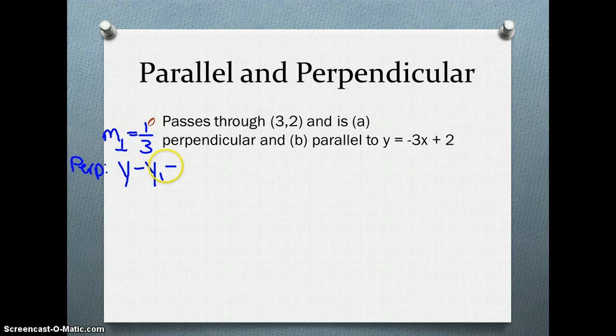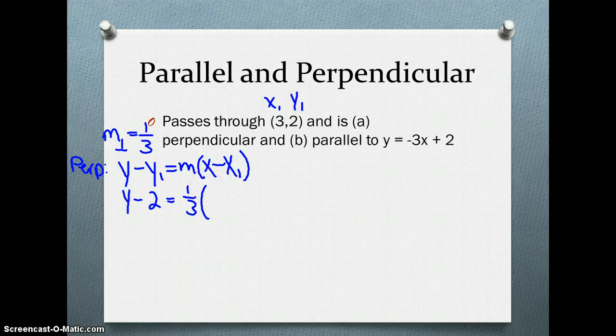Formula, y minus y1 is m times x minus x1. We have our x1 and our y1. So I have y minus 2 is equal to, my perpendicular slope is 1/3, so I substitute that in. Then I have x minus 3. And from here, it's the same as all of our other problems. I distribute the 1/3 on the right. I get y minus 2 is equal to 1/3 x minus 1.